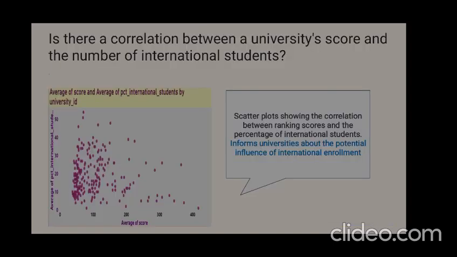The first question is: is there a correlation between a university score and the number of international students? Here, the scatter plot showing the correlation between ranking score and the percentage of international students informs universities about the potential influence of international enrollment.